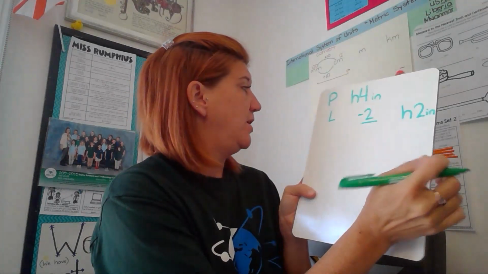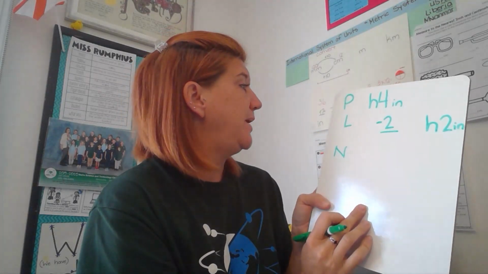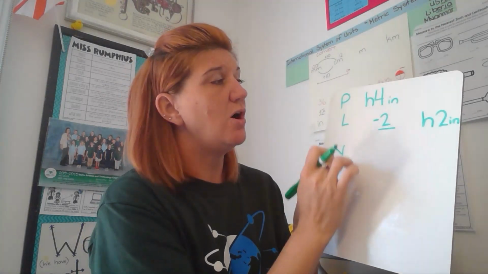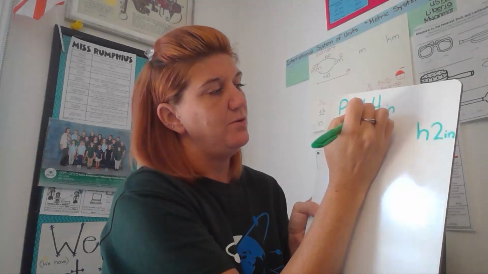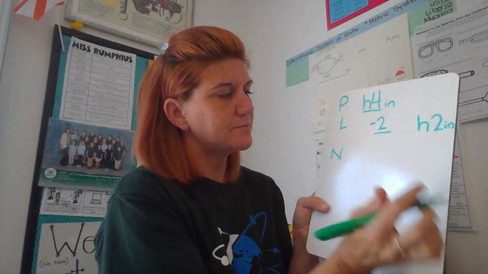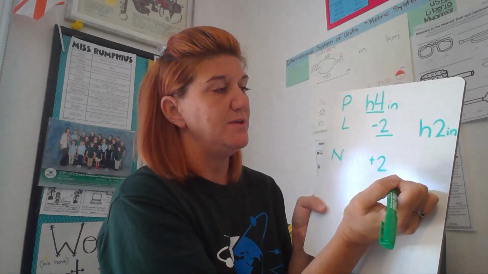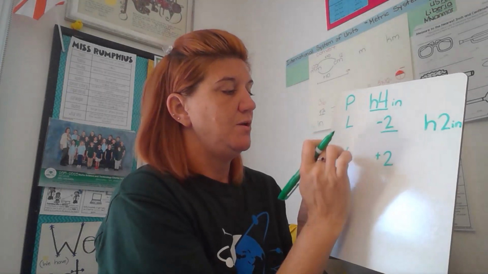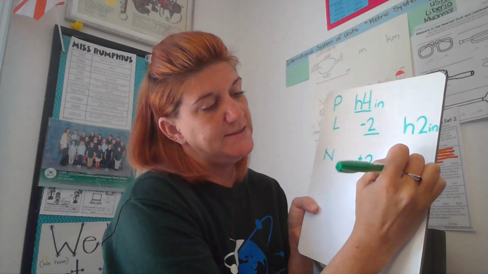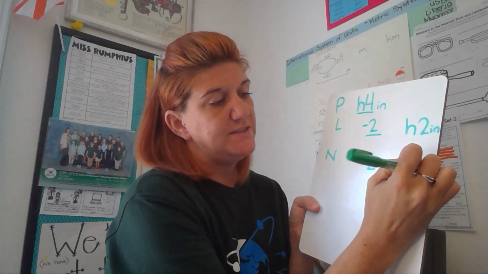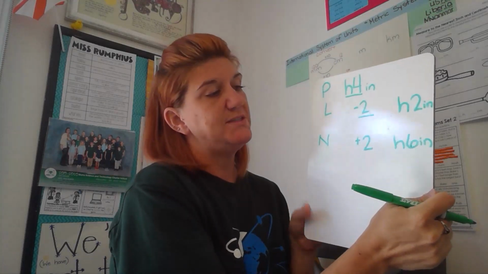And then we have Noah's burger, who is 2 inches taller than Patty. So we got to come back up here to Patty, who had the 4-inch burger, and know that now we have to go with a plus 2 because Noah's is taller. So Noah is a 4 plus 2. Noah has a hamburger of 6 inches. Who has the shortest hamburger?